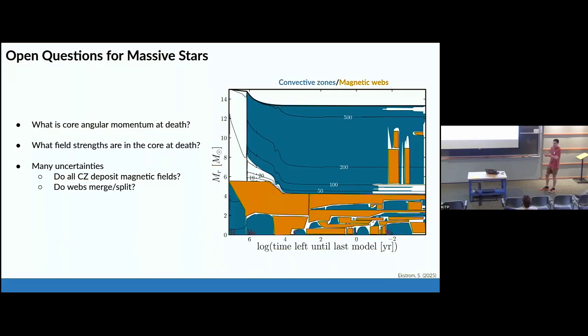And so if you were to superimpose them, where you might try to put in magnetic webs, there are a lot of questions: do all convection zones deposit magnetic fields? Does it depend on the strength of the convection, on the rotation, things like that? And also, do the webs merge and split when different convection zones appear inside of webs, or two convection zones merge? So yeah, I think that's where we're headed in the stellar community. And the ultimate goal is, when the star explodes, you want to understand what the magnetic fields and the final rotation are in the core of this massive star. Thank you.